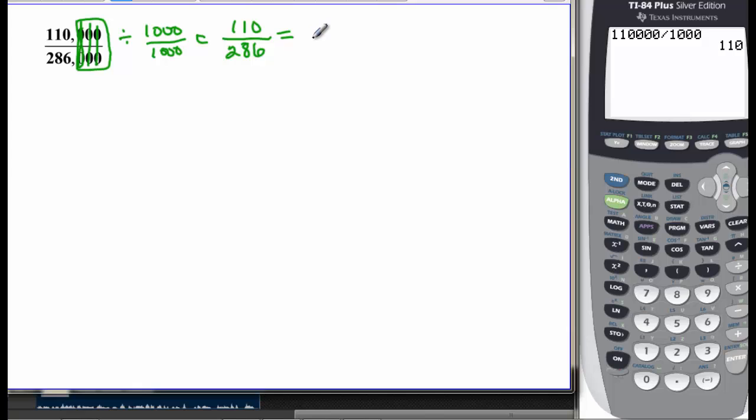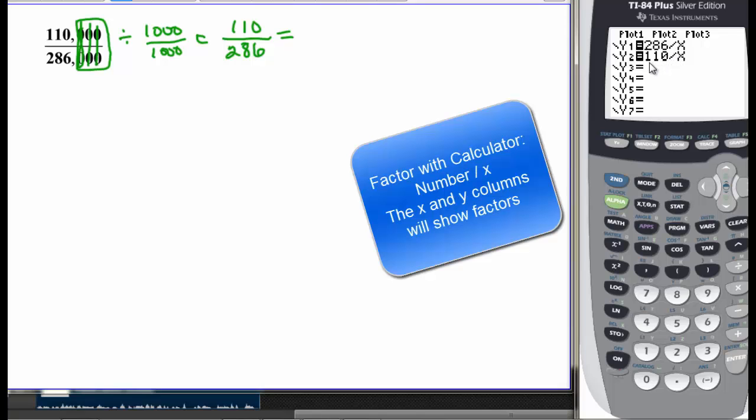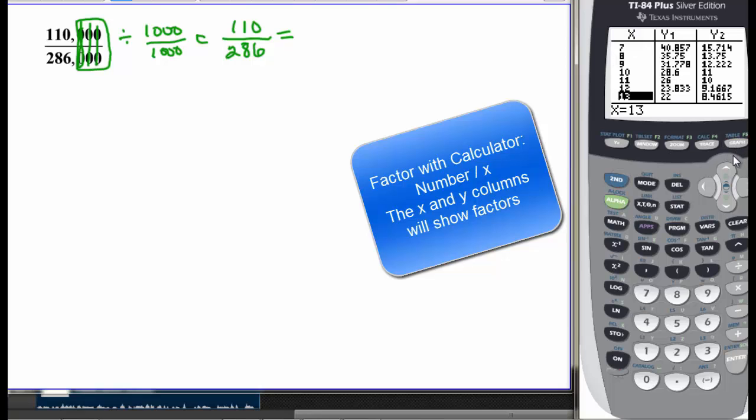And I have to find out what they have in common. And I could prime factor, or I could think about some common factors. And another way that you actually could do it is to come over into your calculator and take the number that you want to find factors for. So the bottom number is 286, and I can say 286 divided by x. That means that when I look at my table, the x and y columns are going to be my factors. And then 110 divided by x would be the top. So I go look at my table, second graph, and these are the one factor, and here's another factor. All those decimals don't work for me, but I see I have 11 and 26 and 13 and 22. Up here I have 10 and 11.